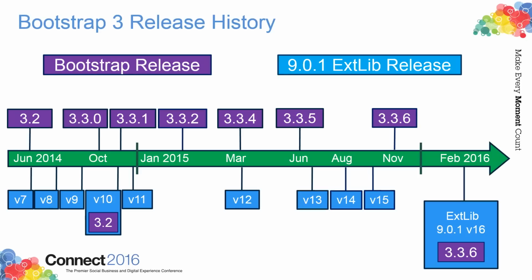Most recently, 3.3.6 was released in November, and in January or February, when was the release? January. So the gap really shortened between the 3.3.6 release being out there and it being included in the XPages library. That was in fact released at Connect. So V16, which is no more than 2 weeks old, if you move to that now, you'll be getting the 3.3.6 underlying Bootstrap release.